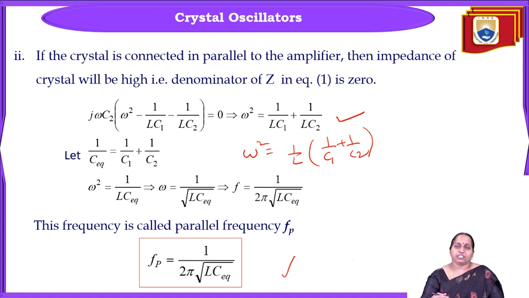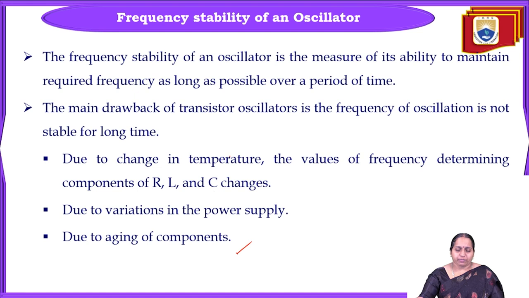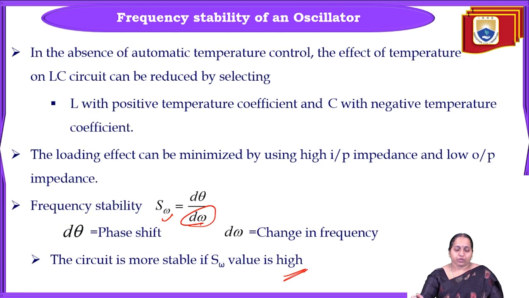After finding fs and fp, we resubstituted these values in the impedance equation. Then you could derive the relation between impedance and frequency. So, Z is equal to (f square minus fs square) by (j 2 pi f C2 into (f square minus fp square)). Then coming to frequency stability, what were the main reasons for frequency change? They are changes in the values of R, L and C, variations in power supply, and also aging of components. In tank circuits, if stability is not achieved because of temperature variations, then we can have L with a positive temperature coefficient and C with a negative temperature coefficient, so that the effects cancel and give constant frequency oscillations.